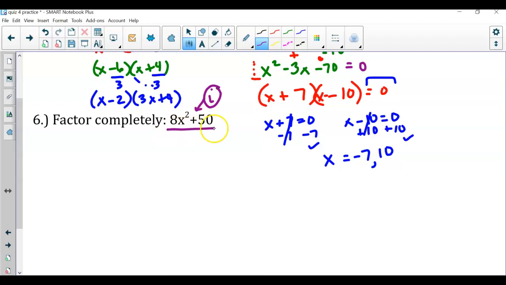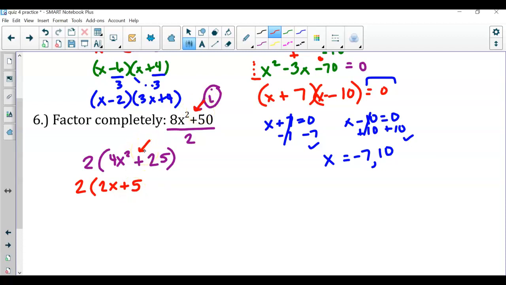But there is a GCF. I can divide out both values by a common factor of 2. That's their GCF. So now I'm going to take out that common factor GCF here, and I've got 4x squared, but now plus 25. Now we can continue our factoring. So this is 2 times. If we were to think about it, the square root of 4 is 2. So 2x plus the square root of 25 is 5. And remember, because this is the sum of two perfect squares, we do need i. So 2x plus 5i times 2x minus 5i.